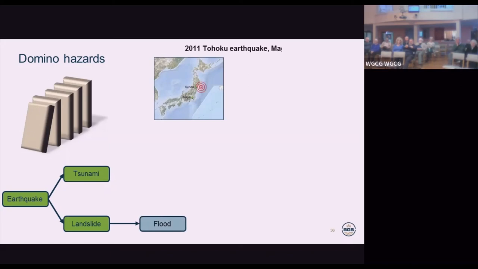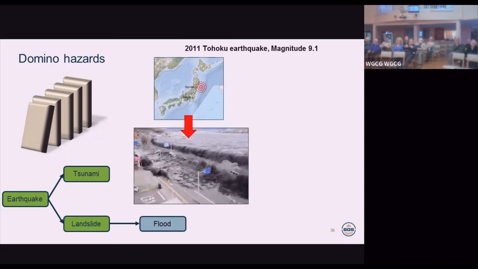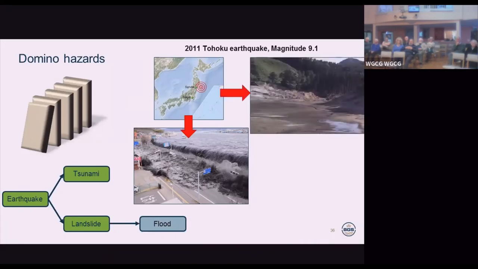In 2011, there was a very large earthquake in Japan, the Tohoku earthquake. It made headlines all over the world, a magnitude 9 earthquake. And we saw these images of the tsunami it created. Probably the most well-documented tsunami in history, because there were helicopters flying over it as it came crashing into the land. So that earthquake triggered a tsunami. That earthquake also triggered a landslide that broke this dam that caused a flood.